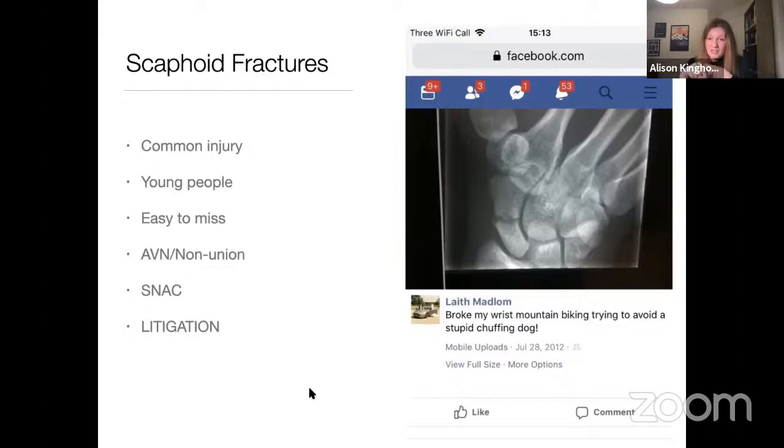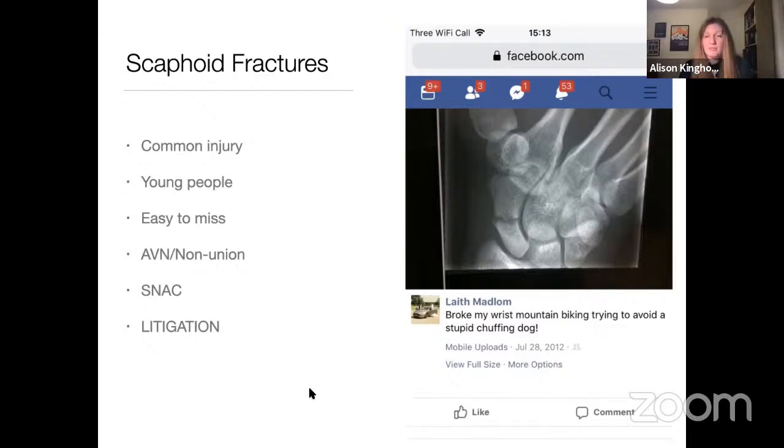And if you miss it, the results can be catastrophic. We've already looked at the fact that if this fracture doesn't unite, if it doesn't heal up by itself, so say you just leave the patient and say, oh, you've just sprained your wrist, you'll be fine, and they carry on moving their wrist and the fracture doesn't heal, that can lead to very rapidly progressive arthritis and that SNAC wrist that we talked about.